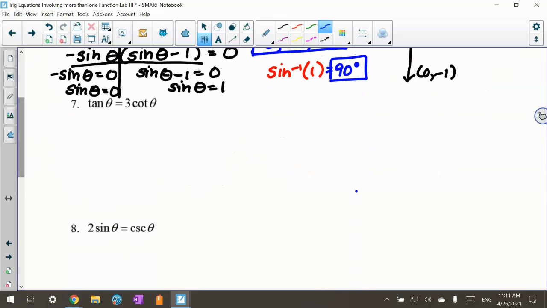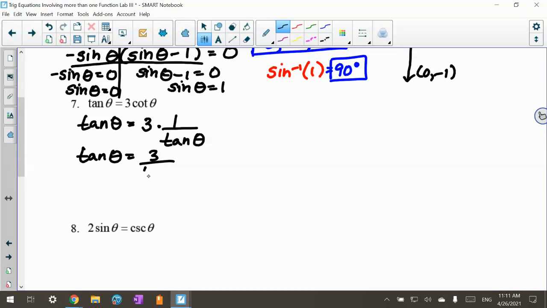All right, let's look at number 7. I have tangent theta equals 3 cotangent theta. Again, I have two different trig functions. I do know that cotangent is the same as 1 over tangent. So I can write it like this. Tangent theta equals 3 times, and I know cotangent is 1 over tangent theta. So you can say, oh, tangent theta is 3 over tangent theta.